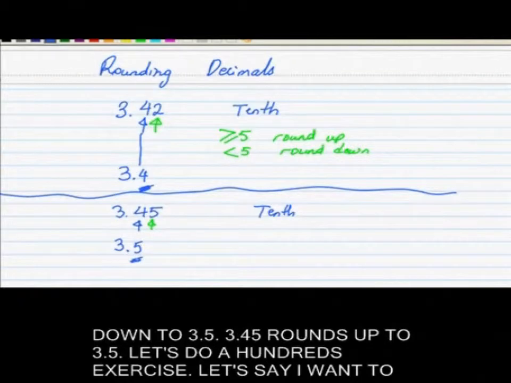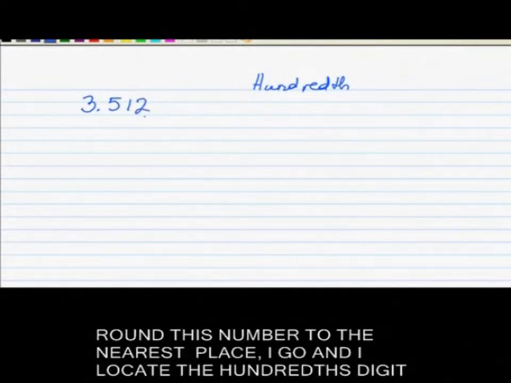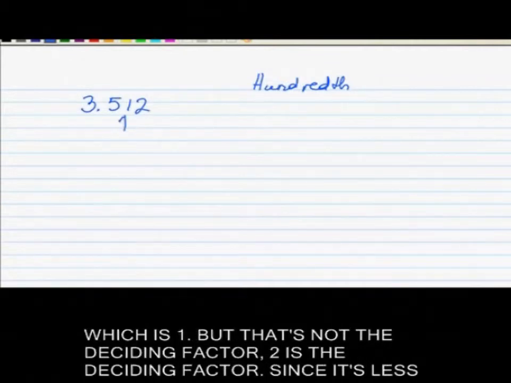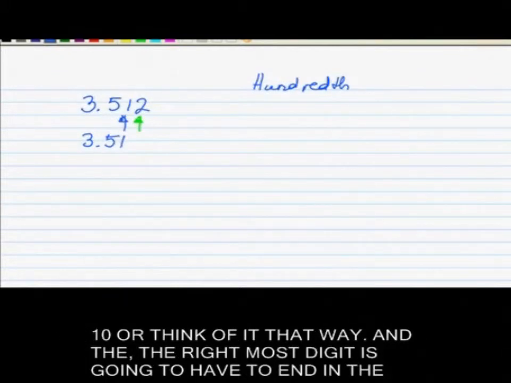Let's do a hundredths exercise. Let's say I want to round a decimal to the nearest hundredth. Let's think of this example, 3.512. To round this number to the nearest hundredth, I locate the hundredth digit, which is 1. But that's not the deciding factor. 2 is the deciding factor. Since it's less than 5, I'm going to round down. So that means 3.51. Rounding down means 12 goes down to 10, and the rightmost digit ends in the hundredths place.